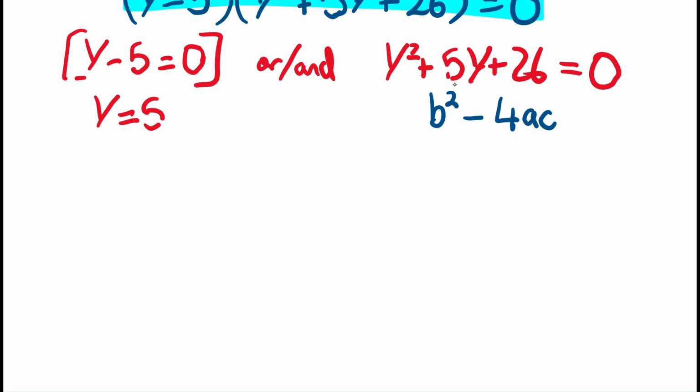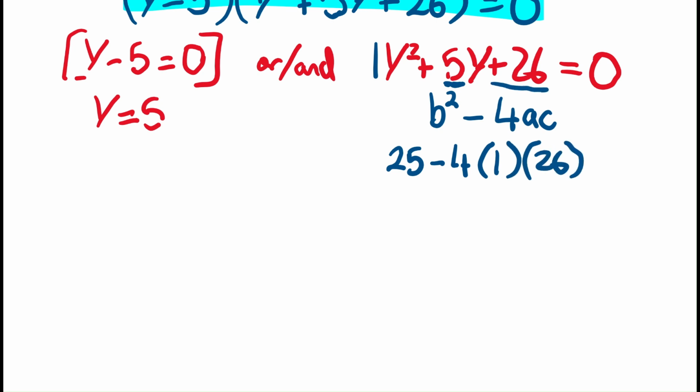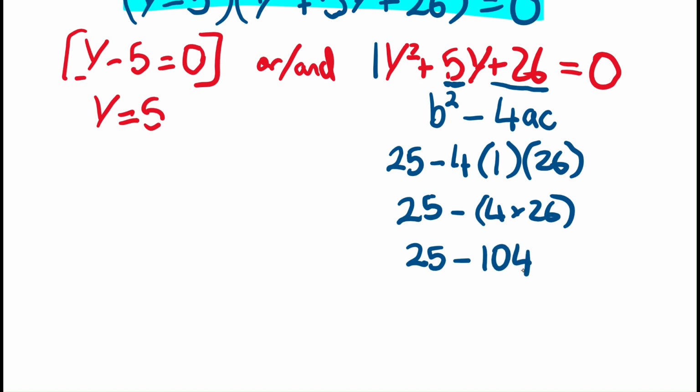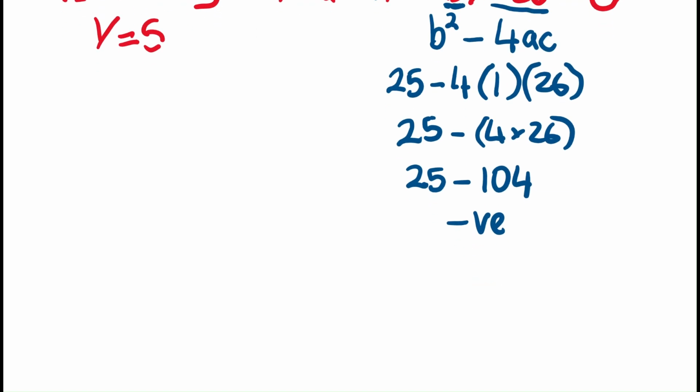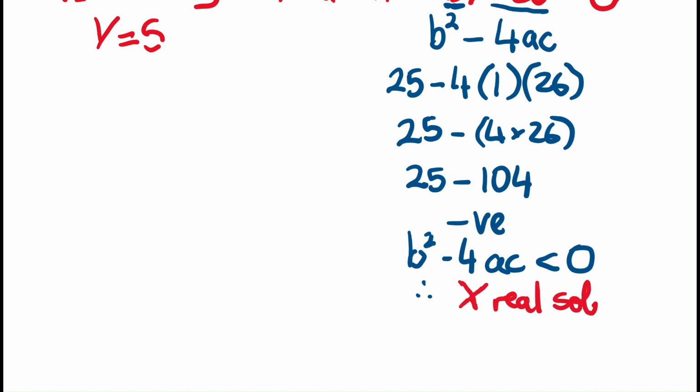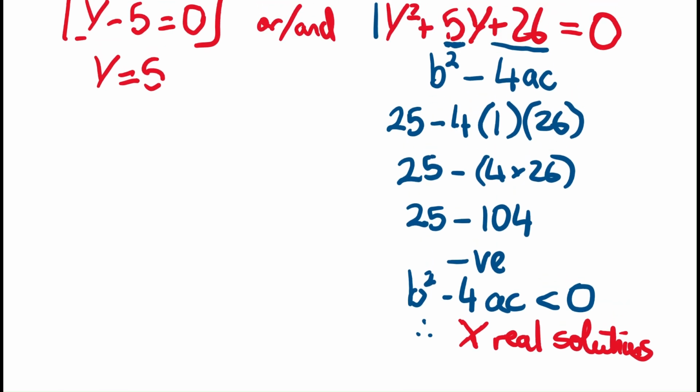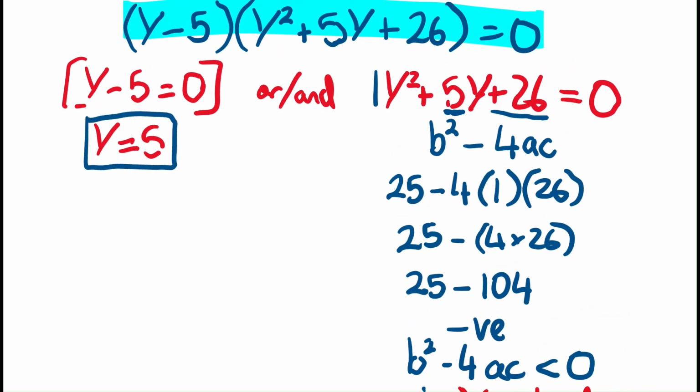And in this case, we can substitute this equation into the b squared minus 4ac to see how many solutions it has. So we know that b is just 5, so b squared is 25, minus 4 times by a, which is just 1, and c, which is 26. So we get 25 minus 4 times by 26, which is just 25 minus 104, which is clearly negative. So since b squared minus 4ac is less than 0, the discriminant, therefore this quadratic has no real solutions. And therefore we're left with a singular solution of y is equal to 5.